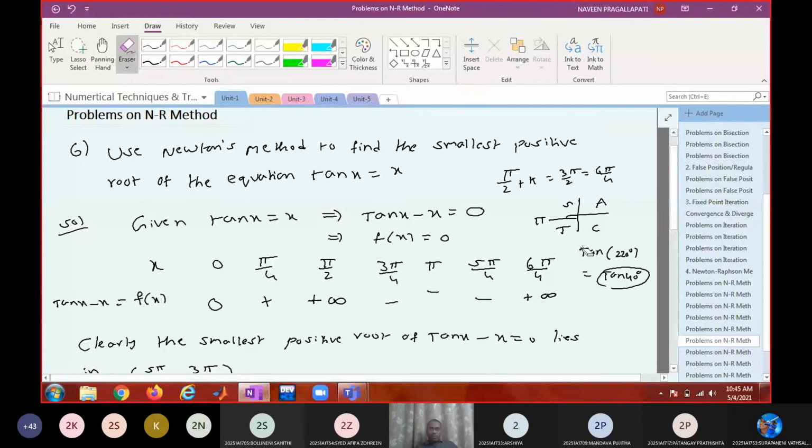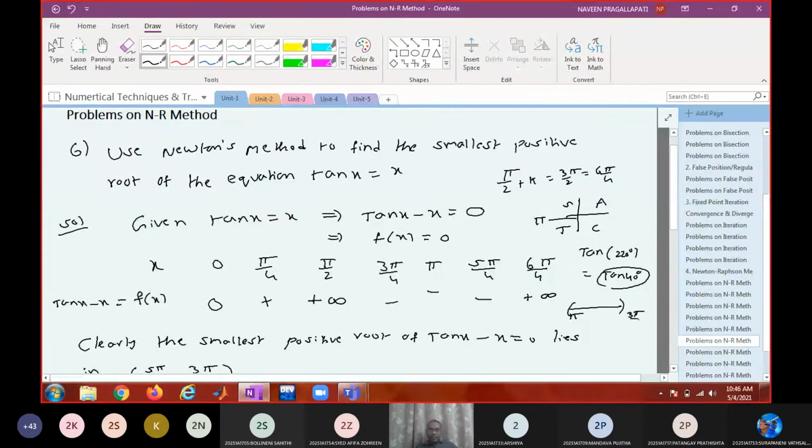So up to 3 pi by 2, when the angle is reaching 3 pi by 2, these values are becoming positive. So there will be a root after 5 pi by 4 and before 6 pi by 4. Do you agree? Or you can say there is a root in between pi and 6 pi by 4, in this interval.